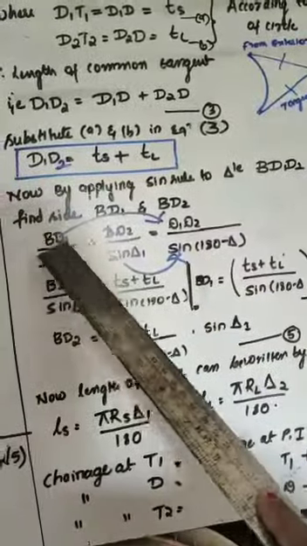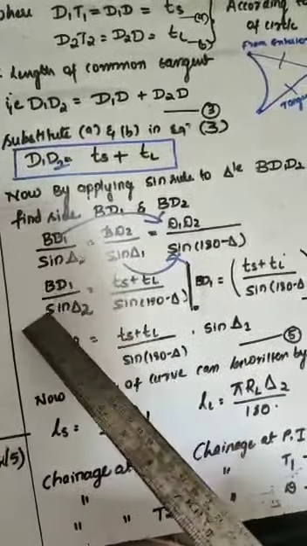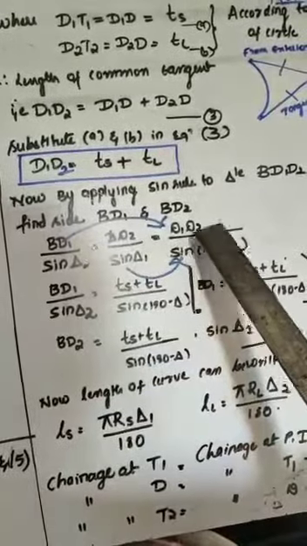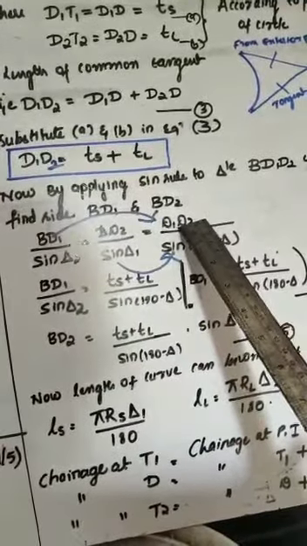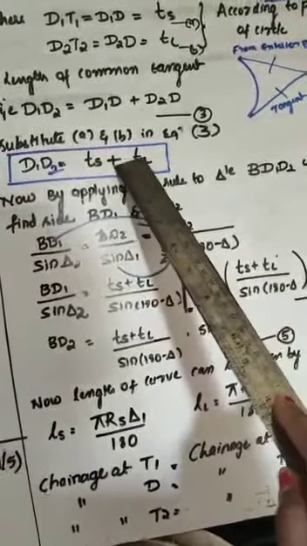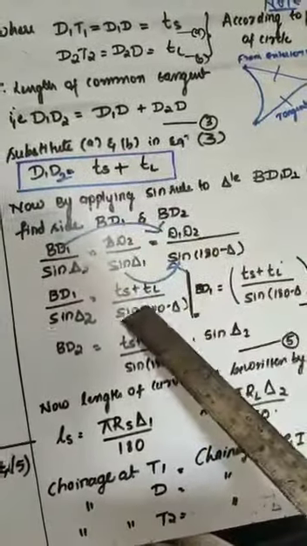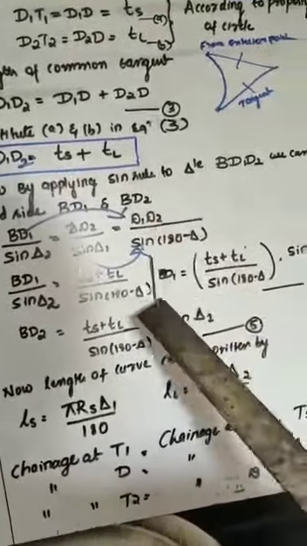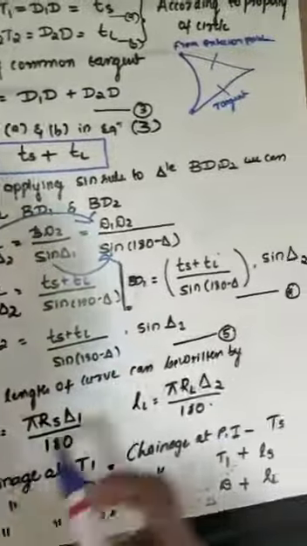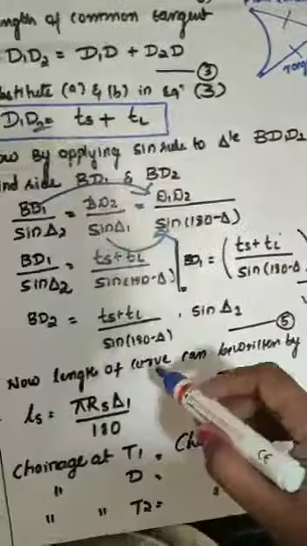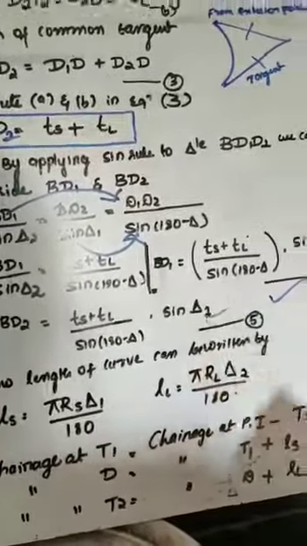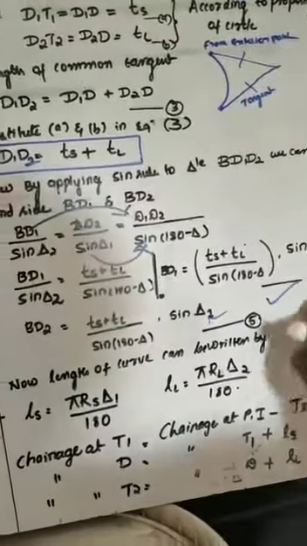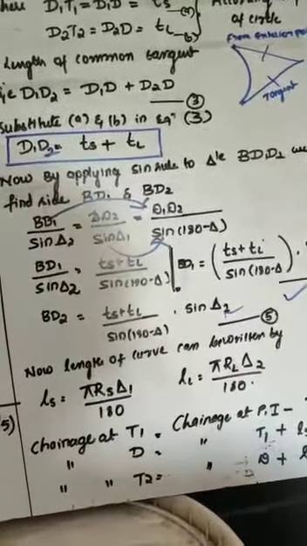So this becomes BD1 divided by sine delta 2 is equal to this portion D1D2, but in place of D1D2 I have directly substituted its value, that is TS plus TL. So finally you got the value of BD1 and BD2. Let us take those equations as number 4 and number 5.